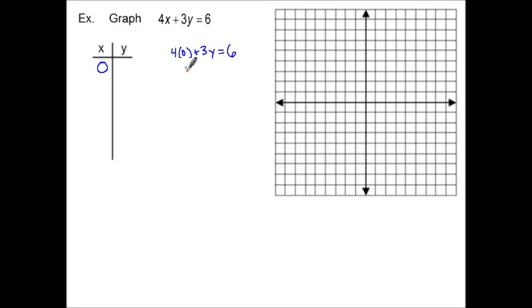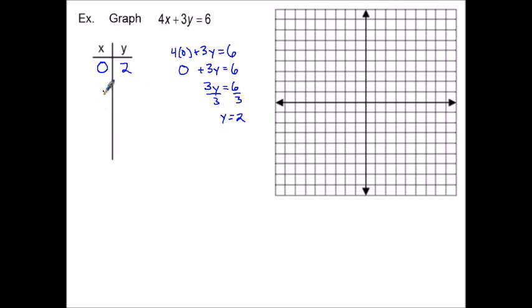Conveniently, 4 times 0 is just 0, and I confess I probably wouldn't have written that 0 ever, because if you have 0 plus anything, it's just that anything. So realistically, I should have just gone to 3y equals 6. At this point we just divide through by 3, and we get y equals 2. So that goes in my chart. That now has 1 point, I need 2 more.